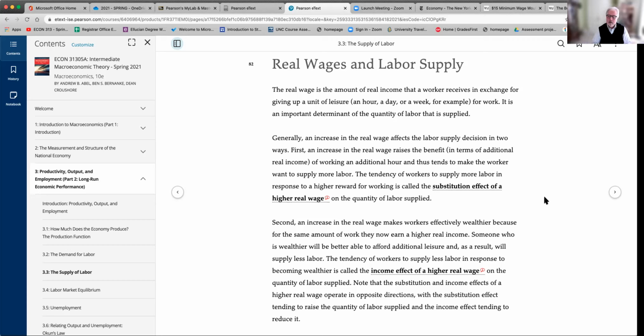Supply more labor. On the other hand, as the real wage goes up, you don't have to work as many hours to get the same income level. And that has to do with the income effect. So in that case, as the real wage goes up, you don't need to work as many hours. It might cause you to work fewer hours to reach a certain income level. So that works in the opposite direction as the substitution effect. So we don't know theoretically which one is going to dominate.